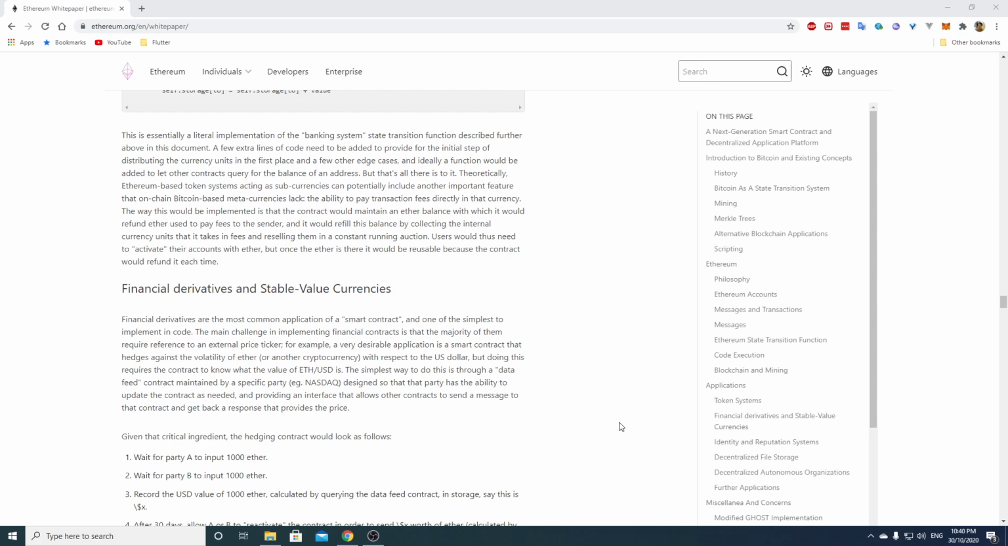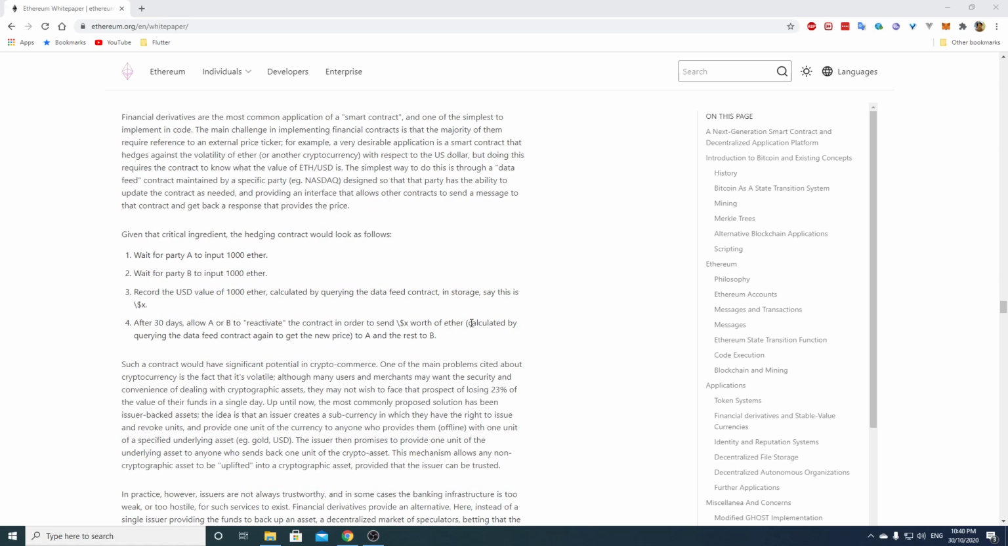Now, given that critical ingredient, the hedging contract would look as follows. Wait for party A to input 1000 Ether. Wait for party B to input 1000 Ether. Record the USD value of 1000 Ether, calculated by querying the data feed contract in storage. Say this is X. After 30 days, allow A or B to reactivate the contract in order to send X worth of Ether, calculated by querying the data feed contract again to get a new price, to A and the rest to B.